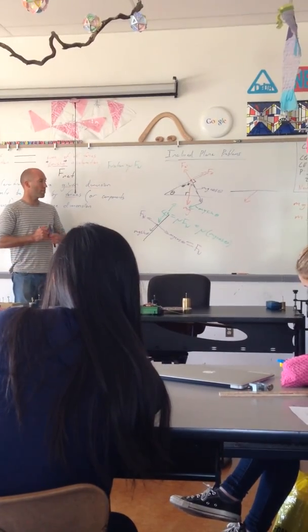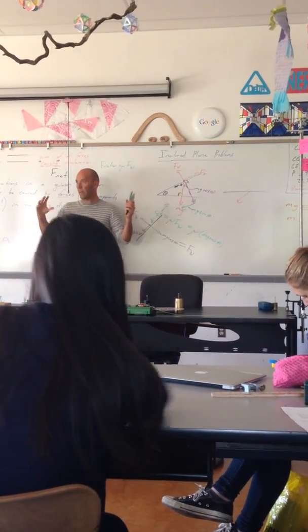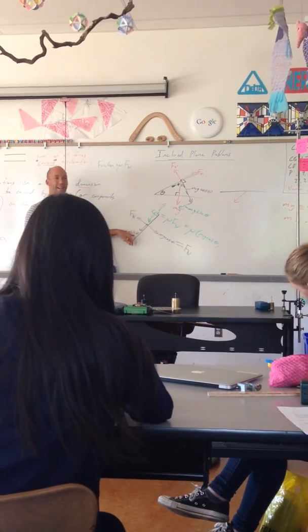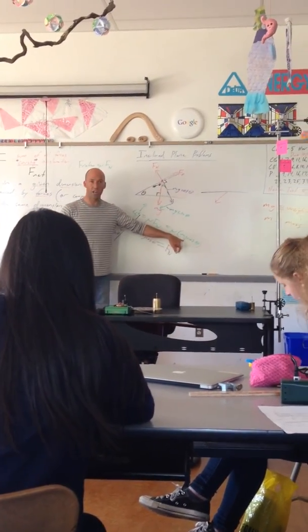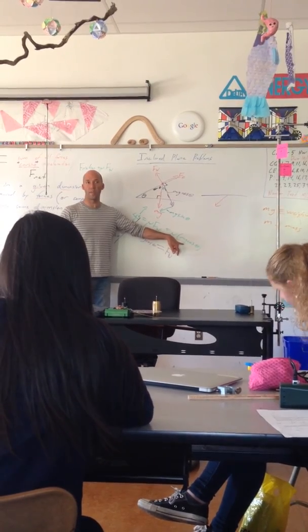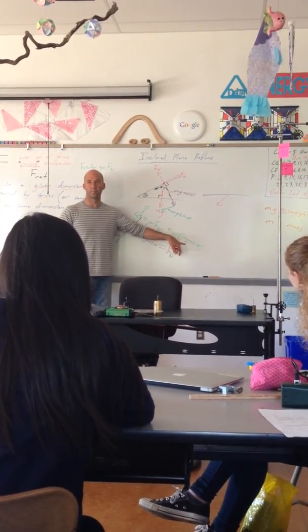So, for objects on a plane, takeaway lesson. Component of weight down the hill, mg sine theta. Friction, mu mg cosine theta. And we're done.